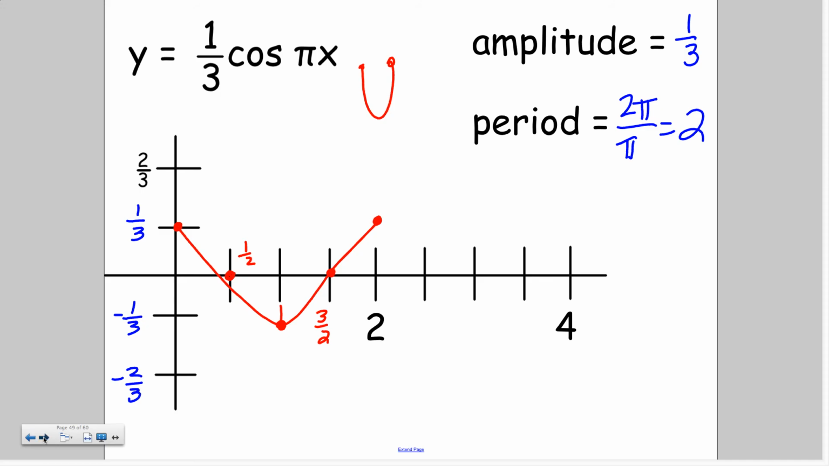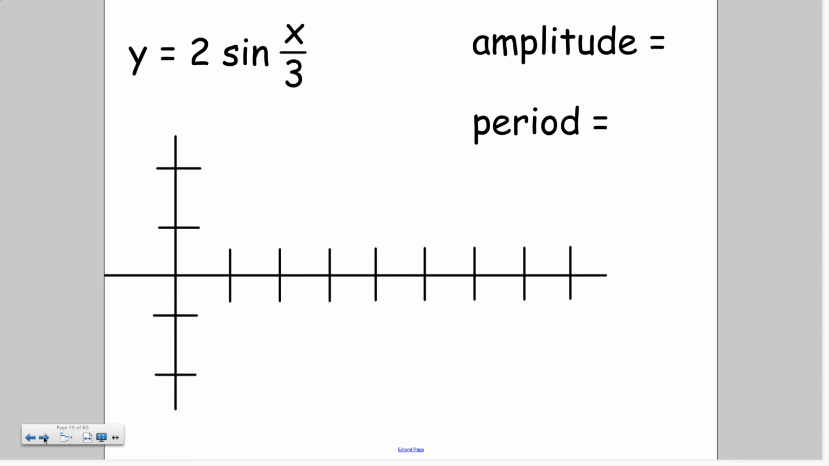Okay, last one. Okay, so we've got an amplitude of 2. So 1, 2. Then we've got 2 pi over everything in front of x. So remember, if it's dividing by 3, that's the same thing as multiplying by 1/3. So now we're going to put 2 over 1/3 in our calculator. And we get 6 pi.